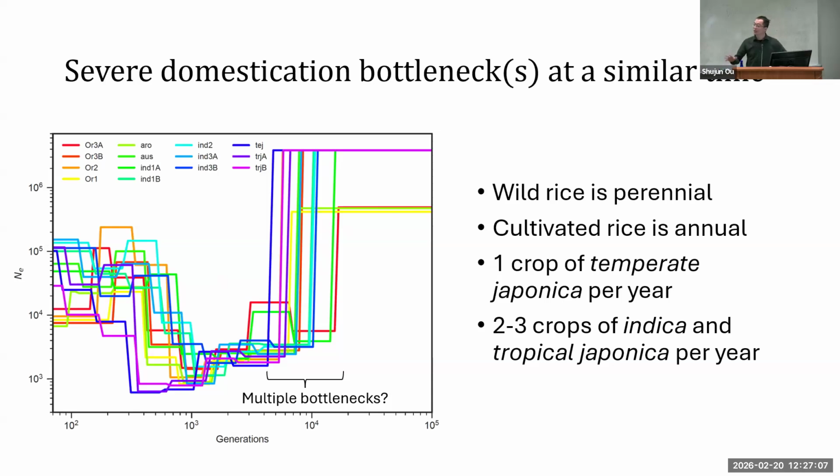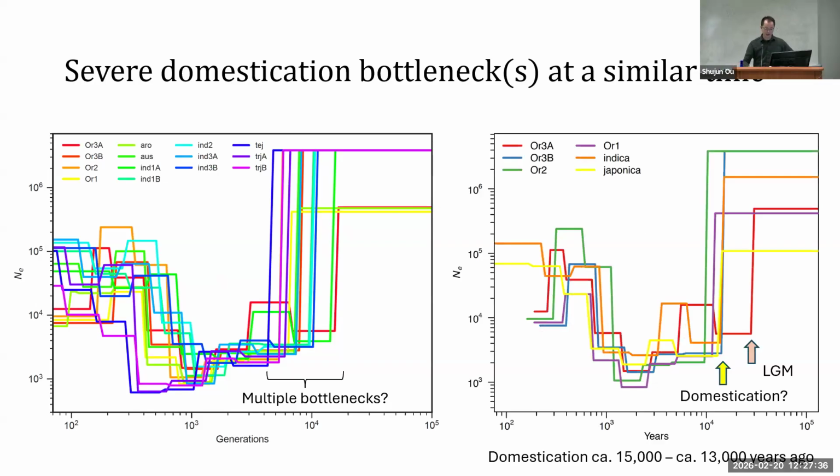So wild rice is perennial, meaning it can grow with the same roots every year and flower. Cultivar rice is annual, but with temperate japonica, it is typically one crop per year because they grow up north. You don't have strong light to support multiple generations. But for indica or tropical japonica, there are 2 to 3 crops a year. That means you can have multiple generations per year. So I corrected for these generation differences and recalibrated the population history.